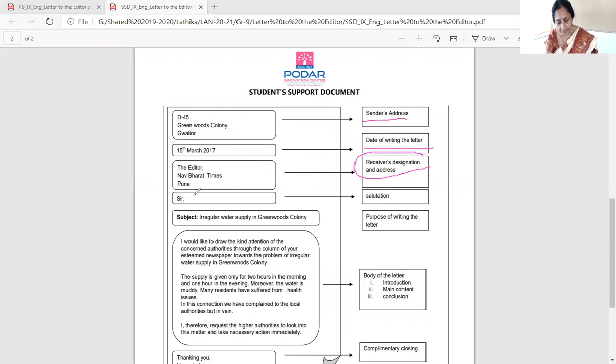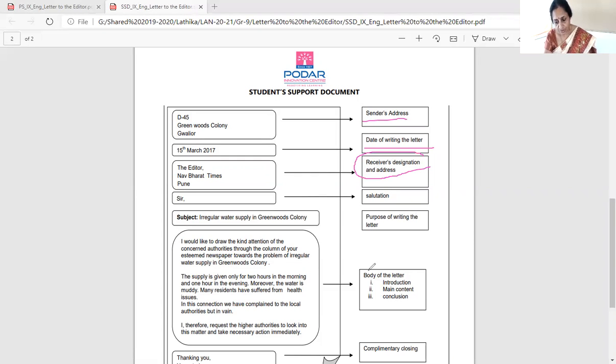So next line you will have the salutation. After that, after the salutation, you have to write the subject. And the subject can be put in a box or underlined so that they will immediately know what this letter is concerned with and they can give it to the concerned department.